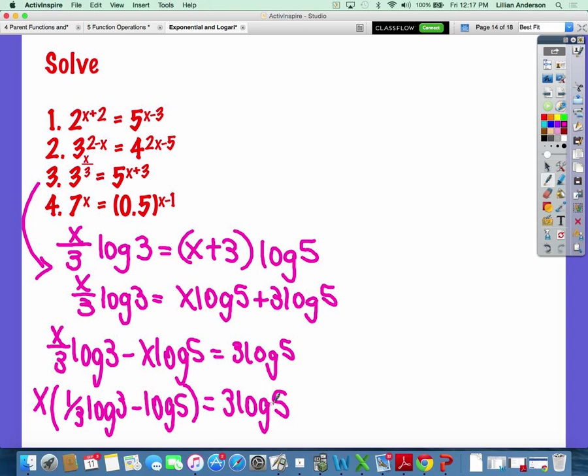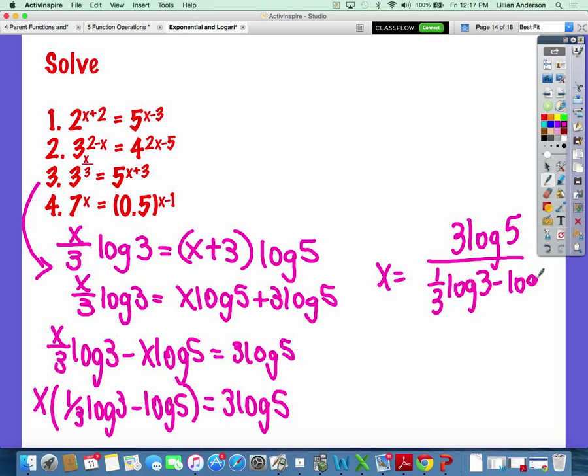So that whole thing. Now that I have just one x, I can divide, and so I'll have 3 log 5 over 1/3 log 3 minus log 5. And I type that into my calculator to get the value of x. Let's make sure we type it in correctly. Negative 3.88.